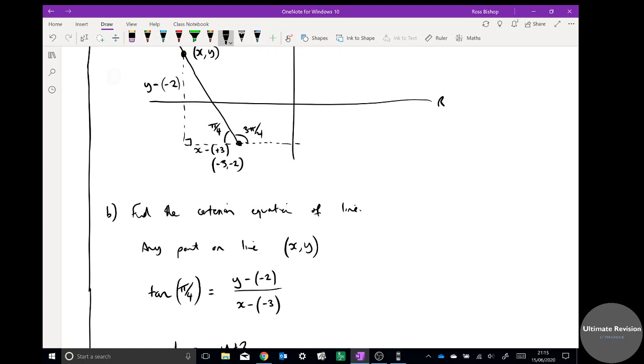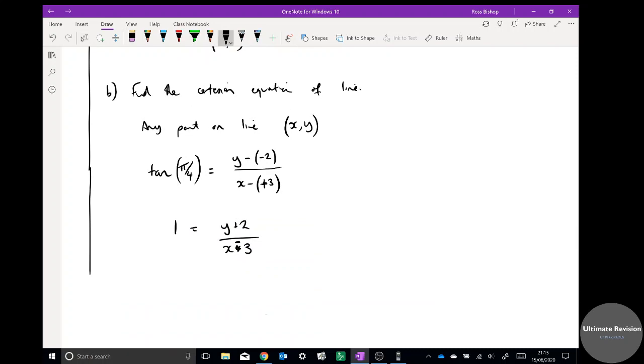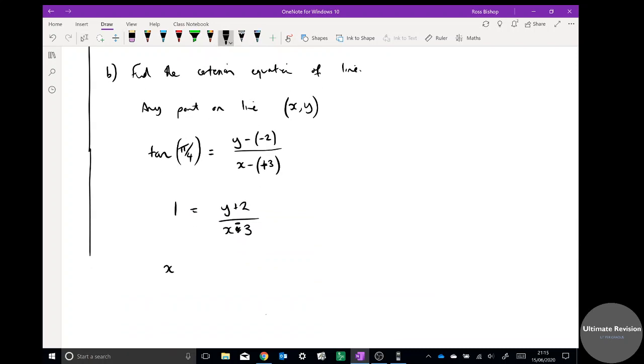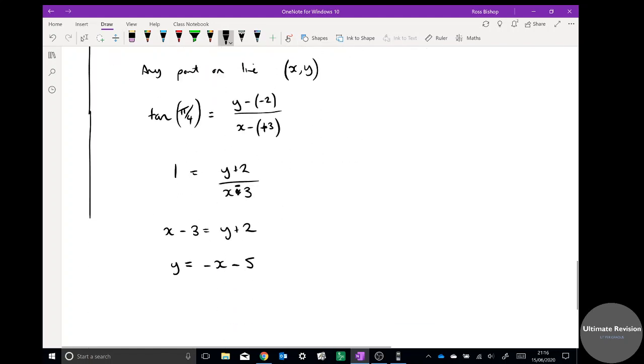This is x and that is 3, so it's actually x minus 3. Just be careful that you do that. So it's going to be x minus 3 equals y plus 2. So we end up with an equation y equals negative x minus 5, which looks much more likely. Yeah, that's definitely right now.